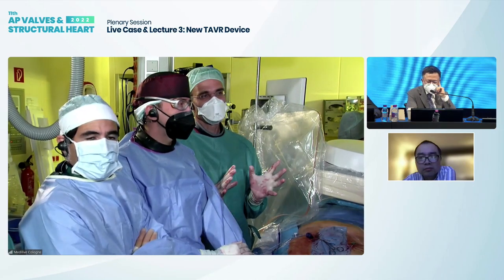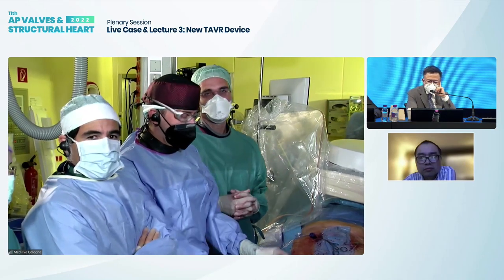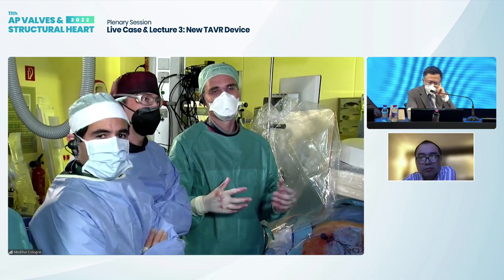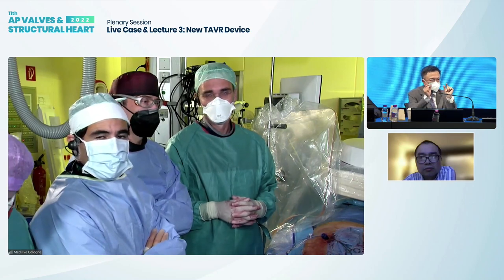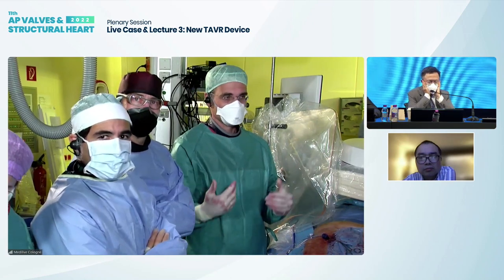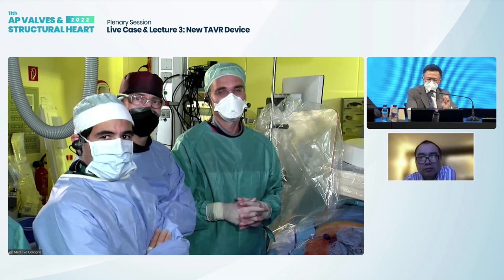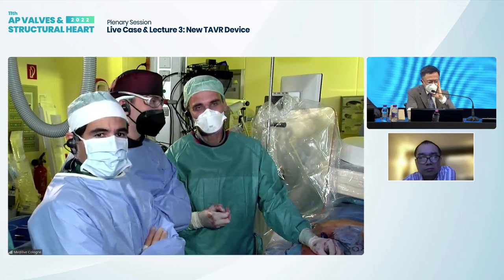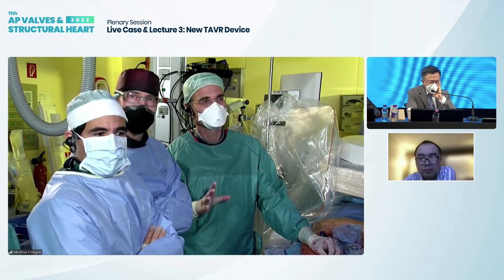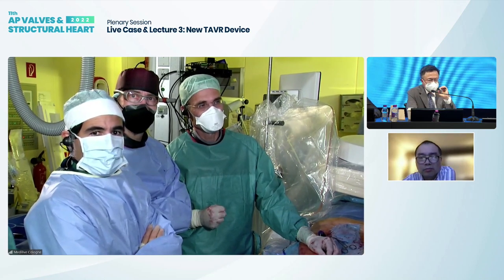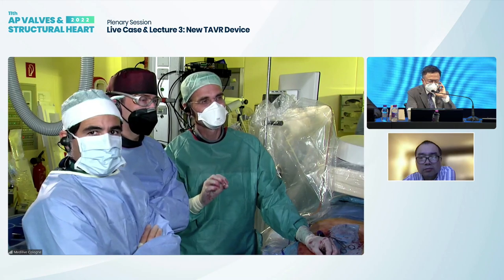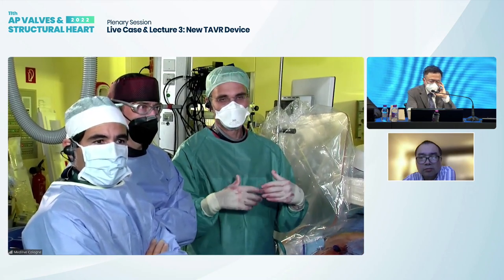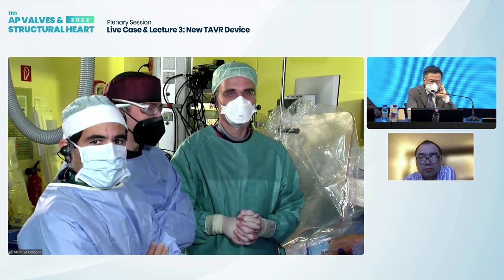We think that the depth of implantation is obviously driving the need for pacemaker implantation. So the lack of calcium probably lowers the seating of the valve, and this makes it a little bit more likely that you have a need for pacemakers. This is something we have to be aware of, and that's why you shouldn't push too hard once you're implanting the valve, so that the seating of the valve in an AR case is not getting too low.